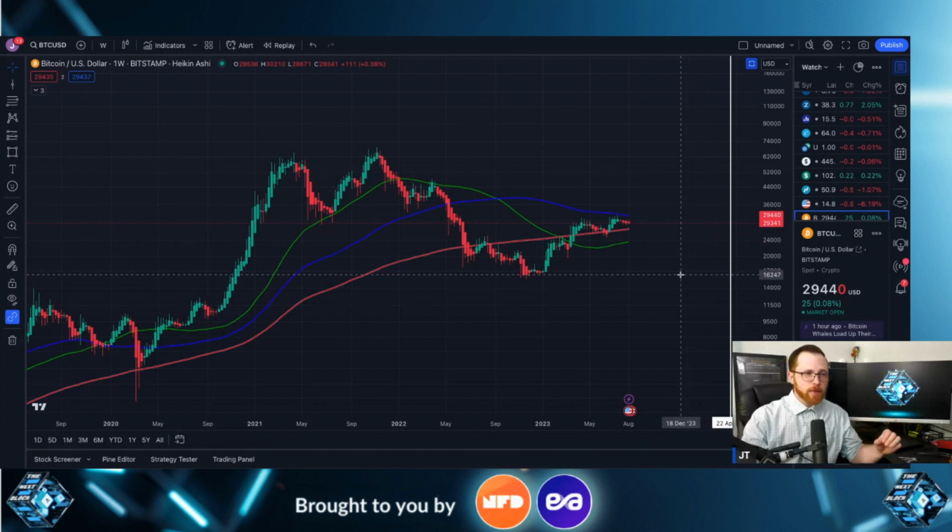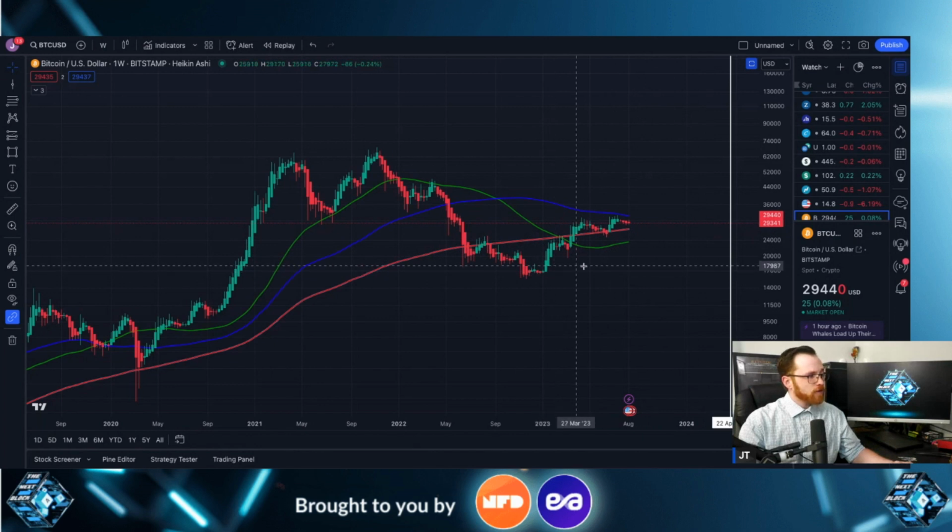And of course, as I mentioned before, I think prices are going to come back down. I think we're going to retest these lows, or if anything, at least bounce off this bull market support band, which currently sits at $23,500.